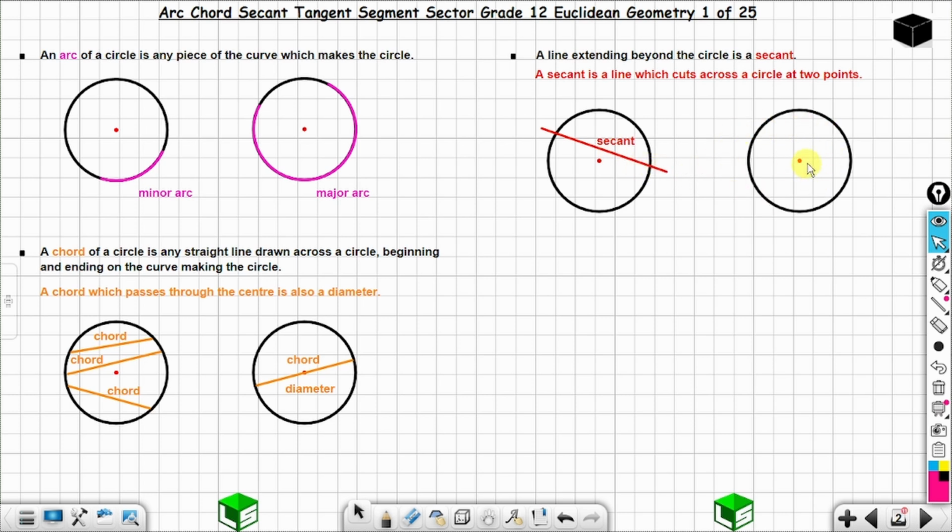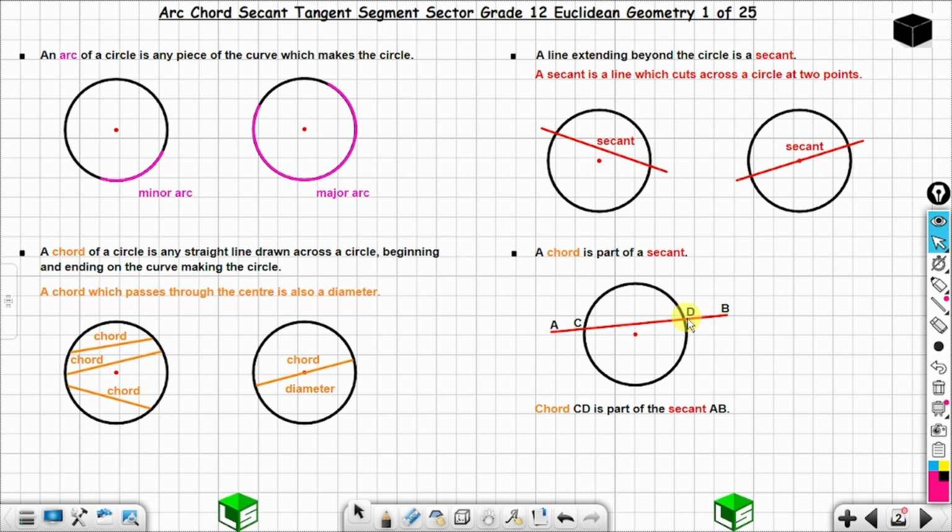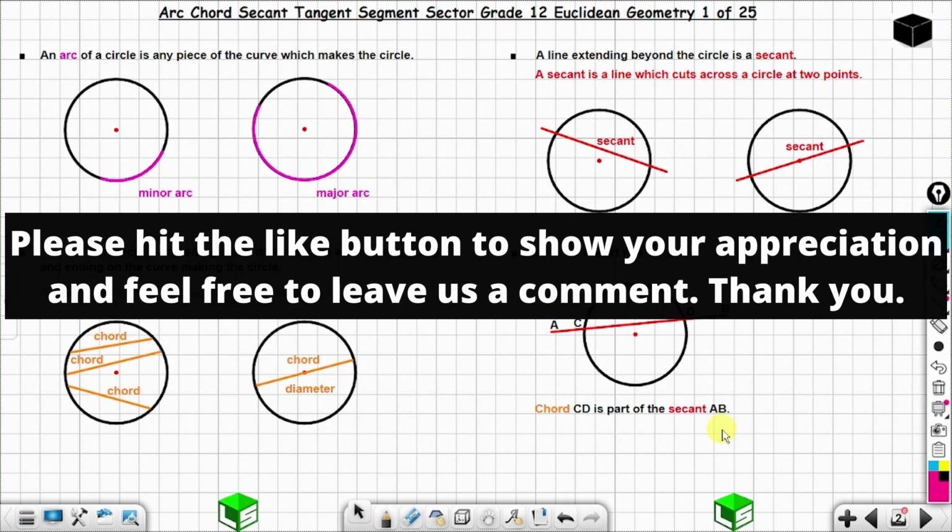You can also have it passing through the center like this. This is a secant. So a chord is part of a secant. Let's say you have the secant A, B, and you can have a chord C, D. So chord C, D is part of the secant A, B. This is what we said here: a chord is part of a secant. Okay, let's move on.